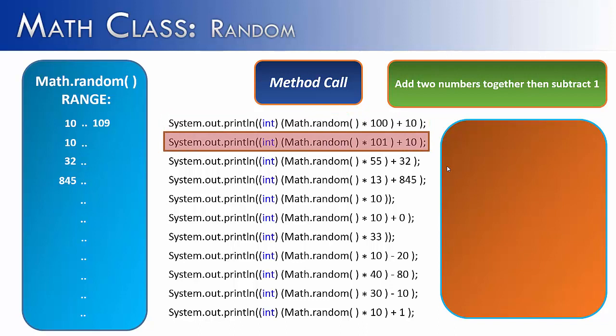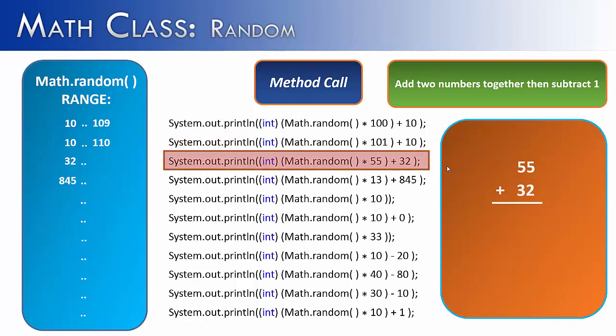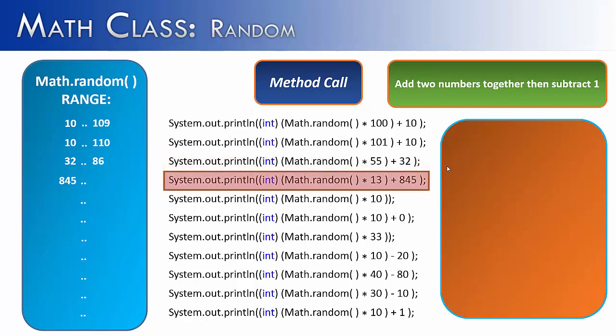In the next example, we would take 101, add 10, and we get 111. Subtract 1, and we get 110. And so our range would be 10 to 110. The next example, 55 plus 32 is 87, minus 1 is 86, and so the range would be 32 to 86. In the last example in this set, I just wanted to add a larger number, so I started with 845.